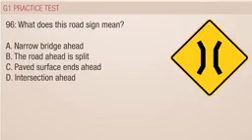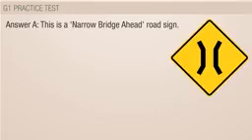Question 96. What does this road sign mean? A. Narrow bridge ahead. B. The road ahead is split. C. Paved surface ends ahead. D. Intersection ahead. Answer A. This is a narrow bridge ahead road sign.